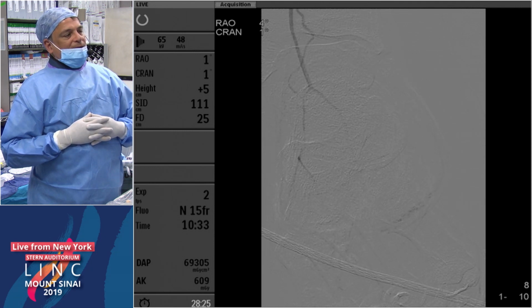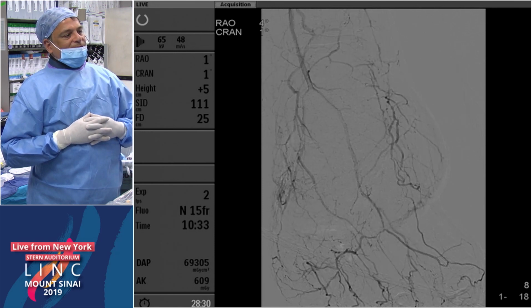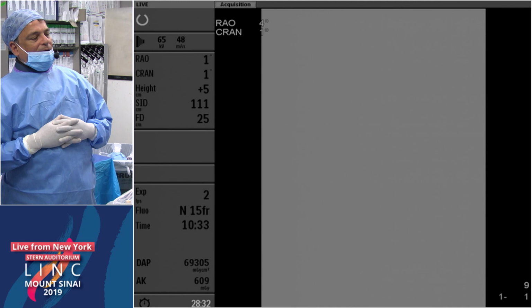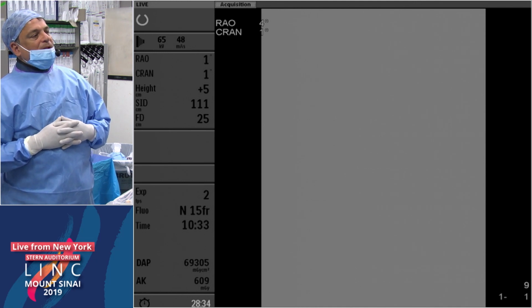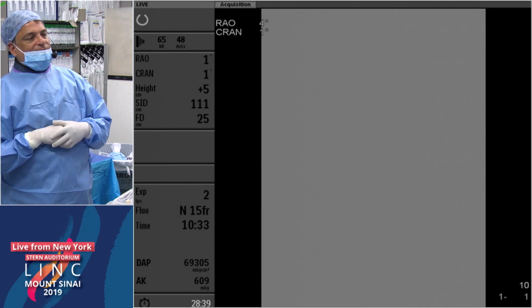And you can see here the AT fills, and you can see late filling of a very diffusely diseased PT with a very poor plantar arch. Next, please. So then we did an intravascular ultrasound, but before that, let's go and show them the ostium.